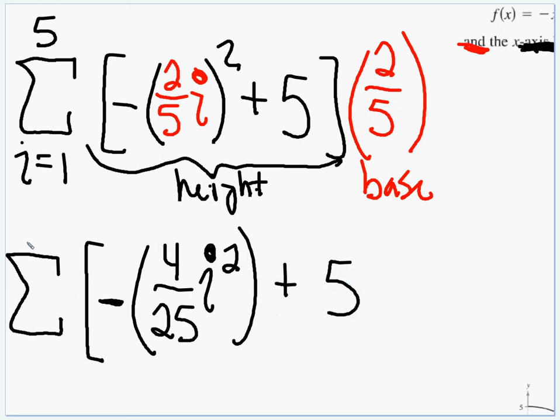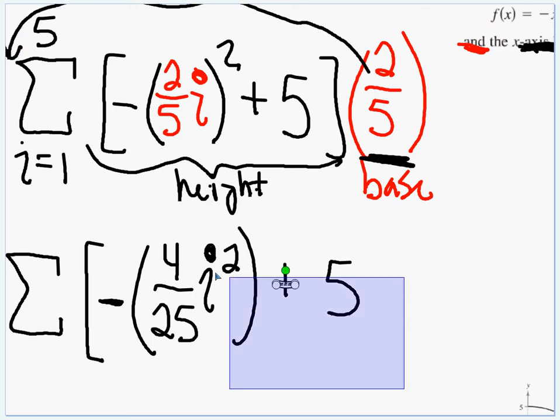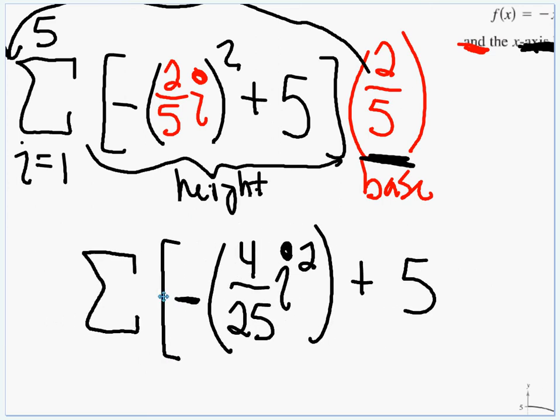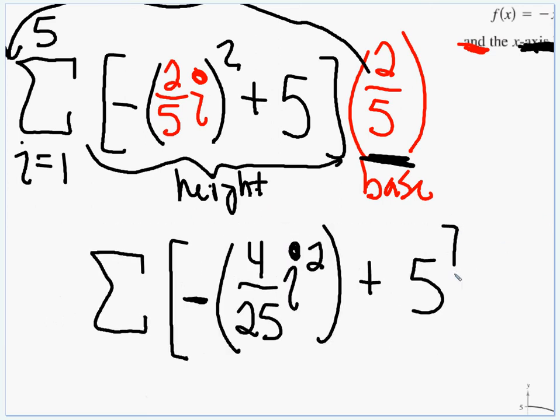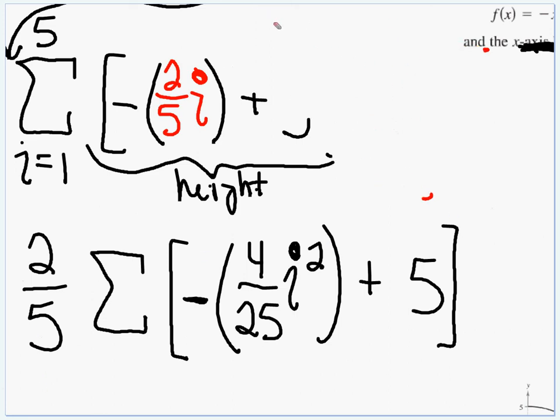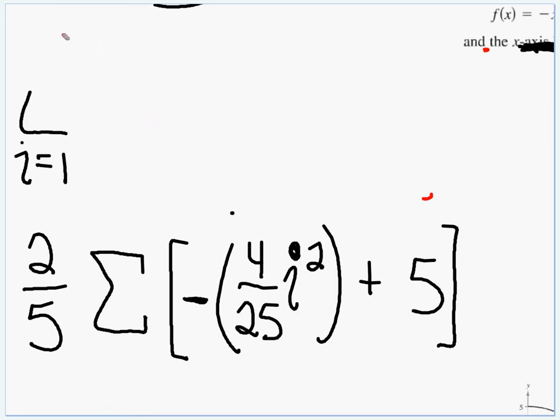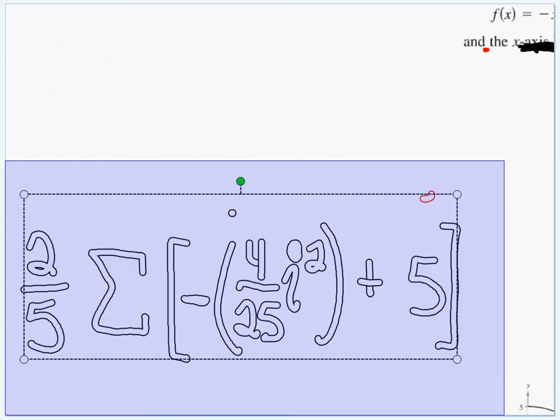Now what I should have done in this step: this base, the 2/5, is just a constant. We can factor that out and move it out here in front of the summation. So I'm just going to slide this over. I can close these brackets because now the 2/5 is out front. That's one of our properties of summations. We can pull constants out front. Now we are going to use another one of those properties. We're going to distribute that summation.